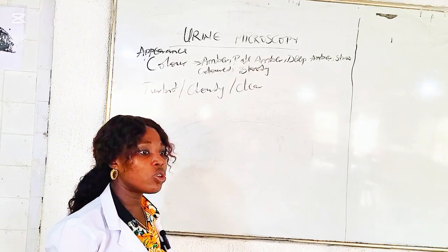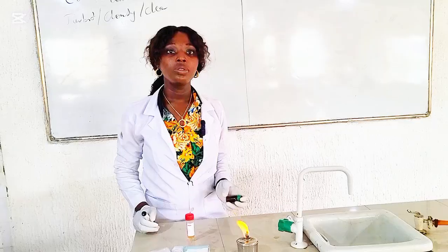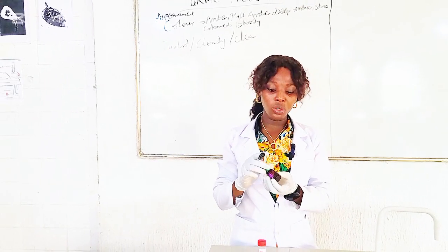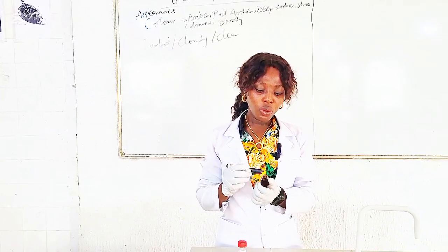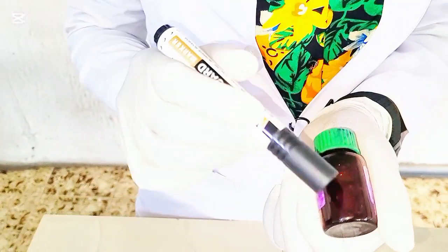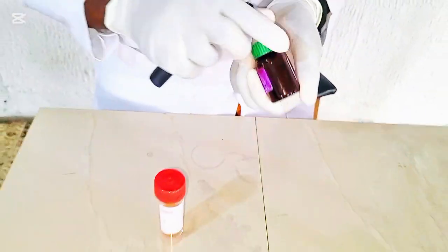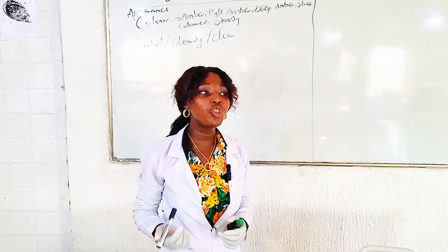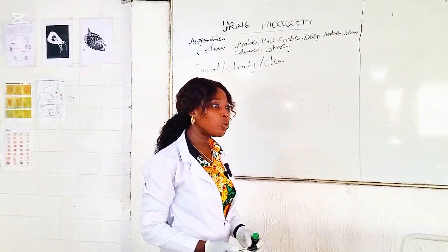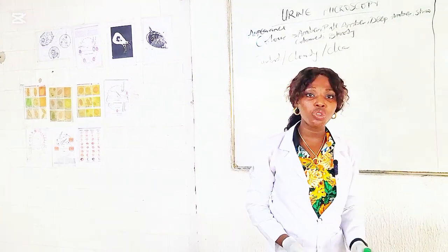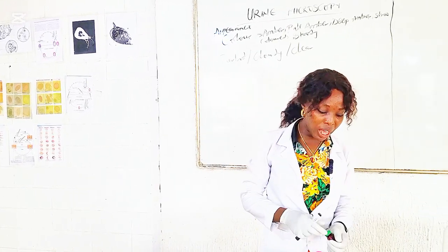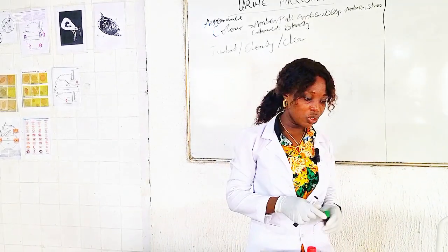Amber, if you know those bottles they used to put reagents, when we say amber, this bottle is amber colored. Just wanted to show you what it means by amber. So some people may say the urine can be said to be yellow, pale yellow, or deep yellow. Any of which suits you. You can either say amber or yellow. In this regard now, we are working with amber.